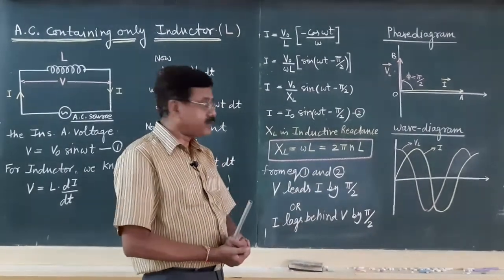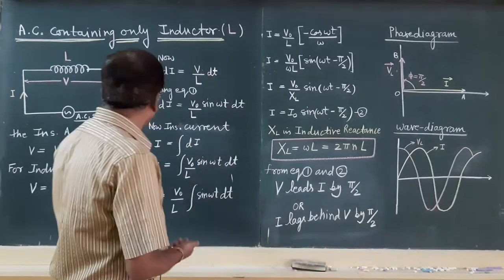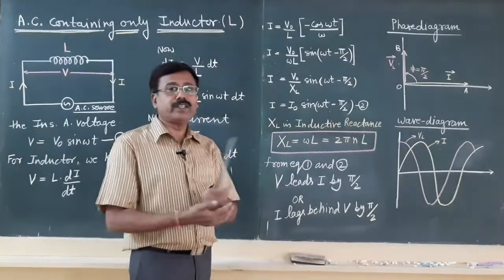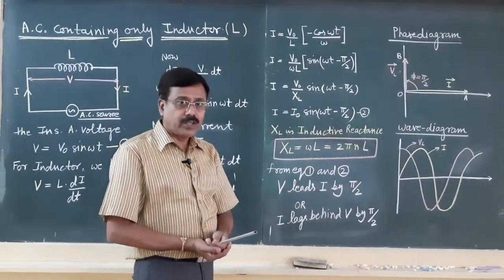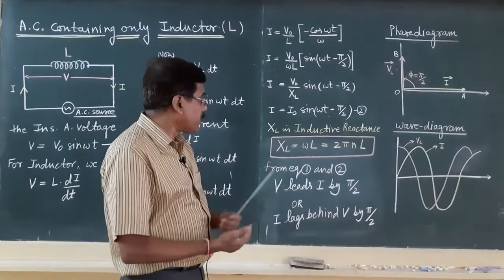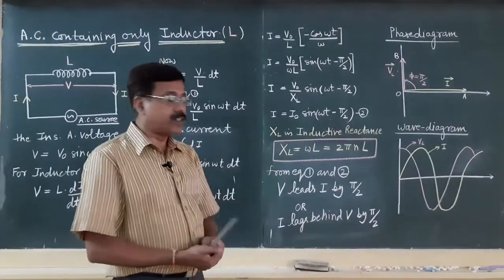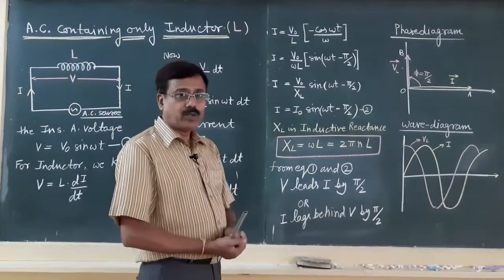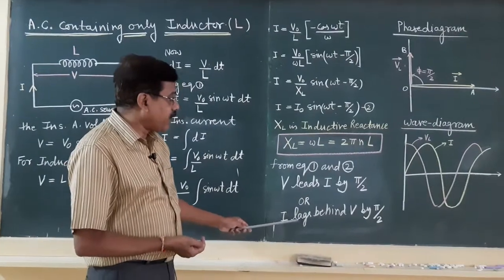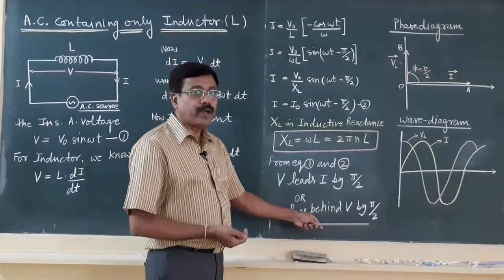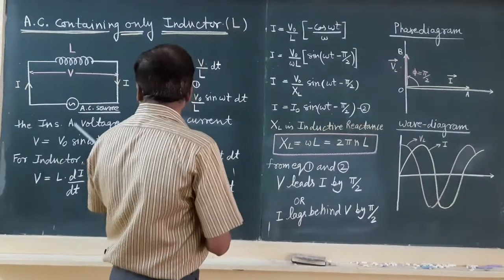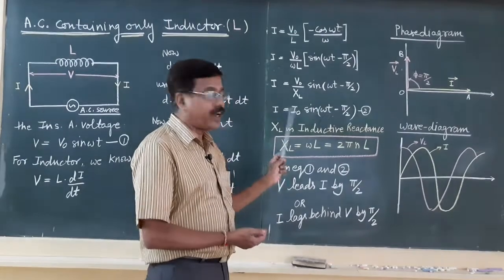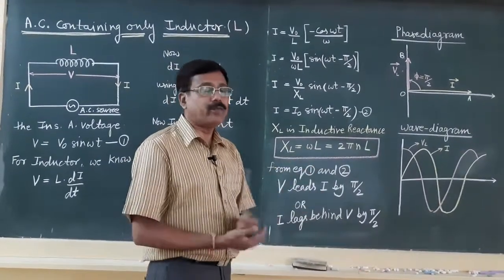Now, if you come to equation number 1 and equation number 2, you will find the phase difference between voltage and current is pi/2. If you know the relation between V and I in terms of phase difference, then you find voltage leads current by pi/2, or you can say that the current lags behind V by pi/2, because the phase difference between V and I is minus pi/2. So current always lags V by pi/2.